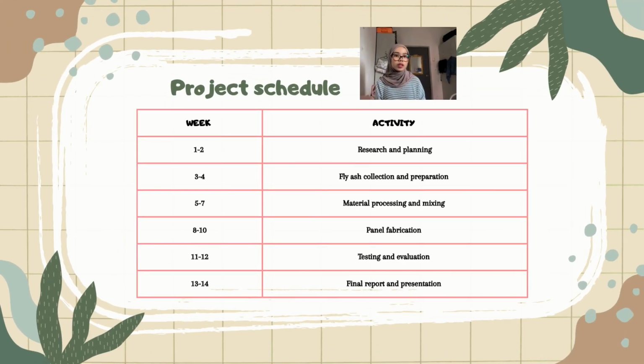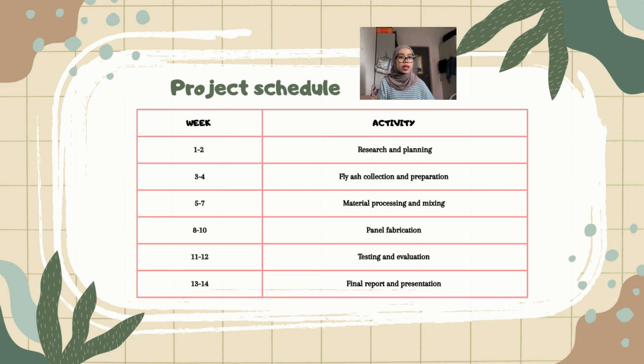Moving on to the project schedule, our project is planned over a period of 14 weeks and each activity is arranged systematically. In weeks 1 and 2, we conduct research and project planning. In weeks 3 and 4, we collect and prepare the fly ash materials. From week 5 to 7, we carry out the material processing and develop the composite mix.